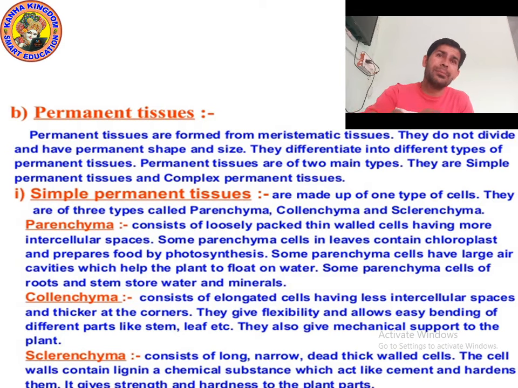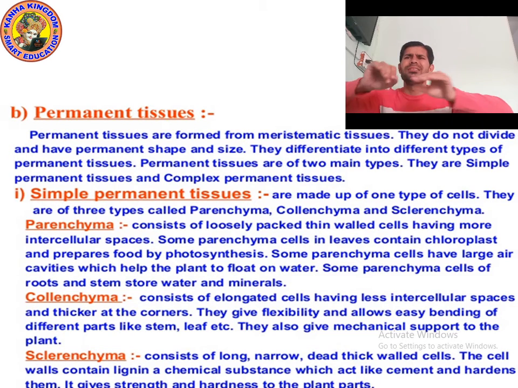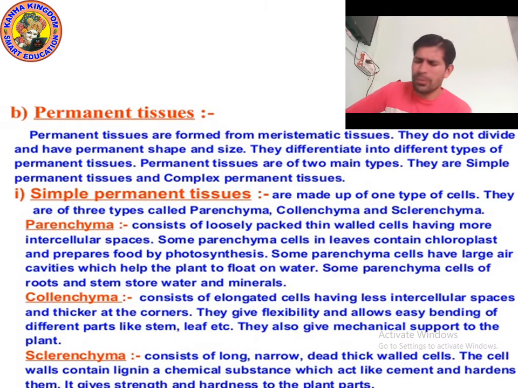Meristematic tissue divides continuously, but permanent tissues do not divide. They lose the ability to divide. And they have permanent shape and size. They differentiate into different types of permanent tissue.